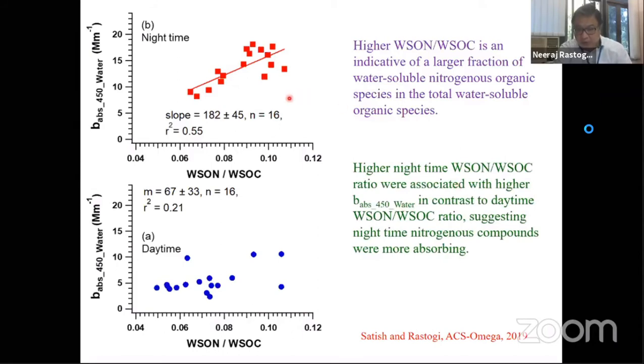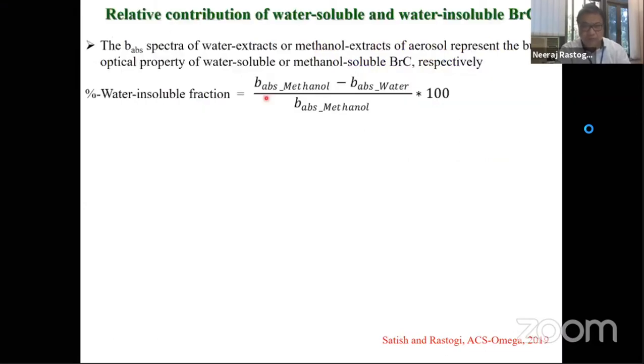So what you can infer from these two plots is that higher nighttime WSON to WSOC ratio were associated with the higher absorption coefficient at 450. In contrast to daytime, it suggests nighttime nitrogenous compounds were more absorbing. See, the ratios were similar if you see night and daytime, but absorption was very high if you compare here and here. So that means the nitrogenous component during night time was more absorbing.